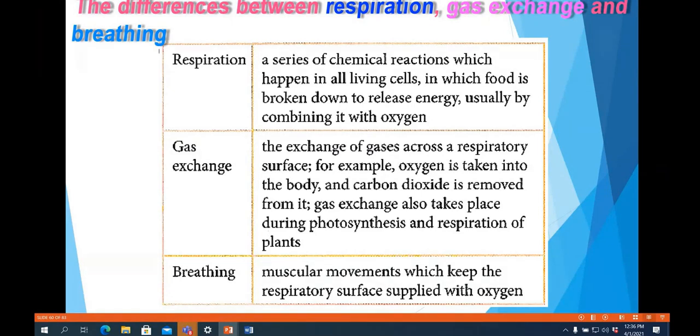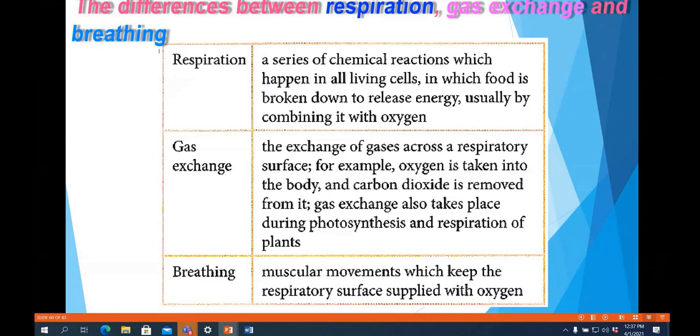Perfect. Thank you so much, Hiba. All right ladies, so this is the difference between respiration, gas exchange and breathing. When we are talking about breathing, we are only talking about the muscular movements which keep the respiratory surface supplied with oxygen, which is inhaling and exhaling. But when talking about respiration, we are talking about a series of chemical reactions which happen in all living things in which food is broken down to release energy, usually by combining with oxygen.